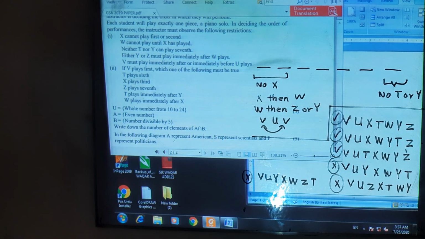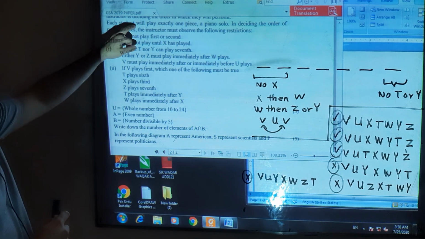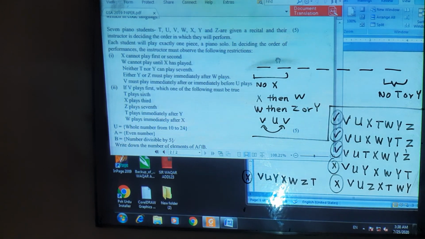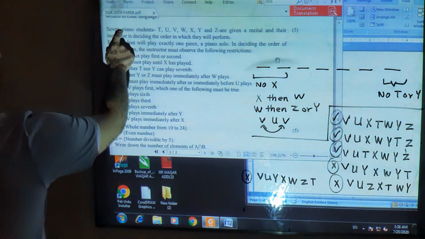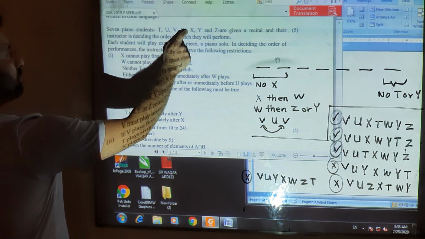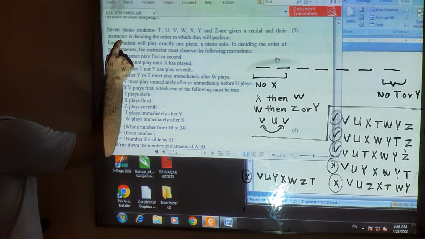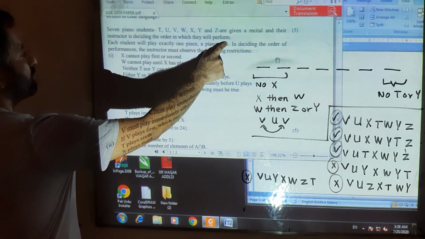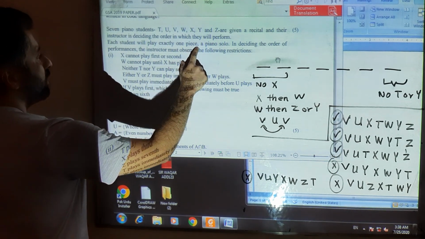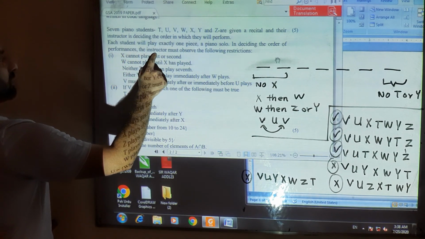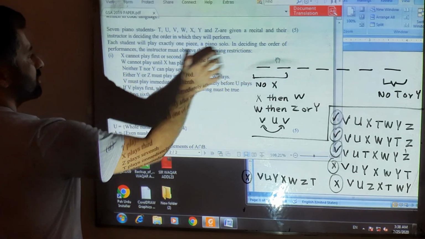Okay, this is question number 8, part A, a very interesting one. Now each student will play exactly one piece. So basically let me just elaborate the question more. We have 7 piano students, T, U, V, W, X, Y, Z. They are given a recital and their instructor is deciding the order in which they will perform. Each student will play exactly one piece, a piano solo. In deciding the order of performances, the instructor must observe the following instructions.